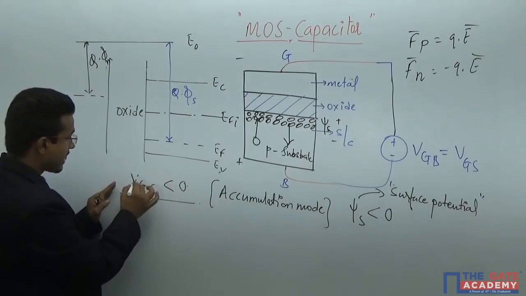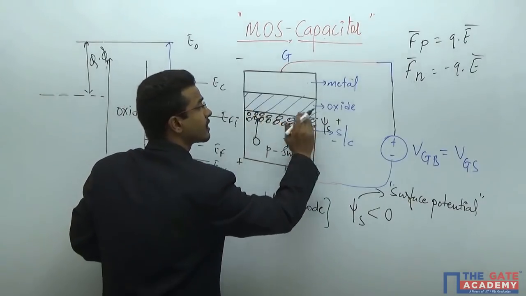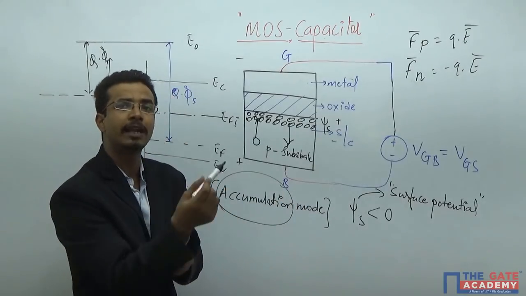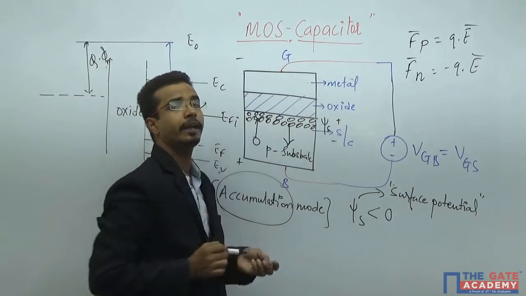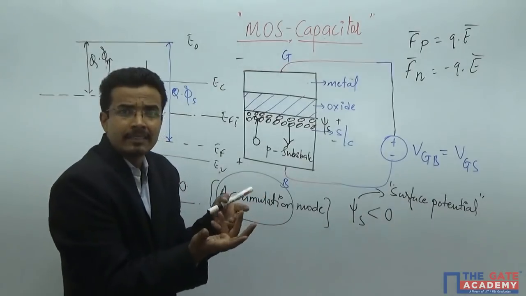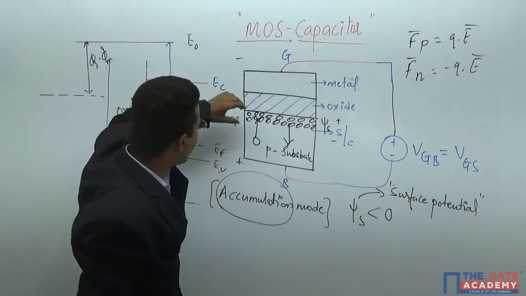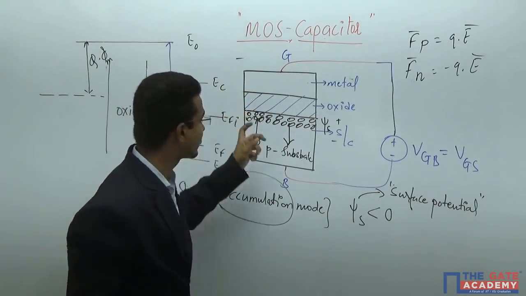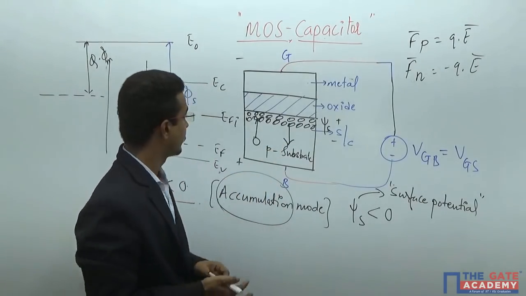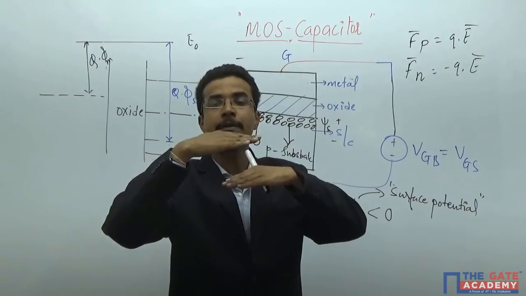That means the first case is accumulation. It is a p-type substrate, and you are increasing the same type of charge carriers near the surface. That is why it is known as the accumulation mode. In other words, if the same type of charge carrier is increasing here, you are making this region more p-type than the bulk. More p-type means the energy difference between EF and EV will keep on decreasing.